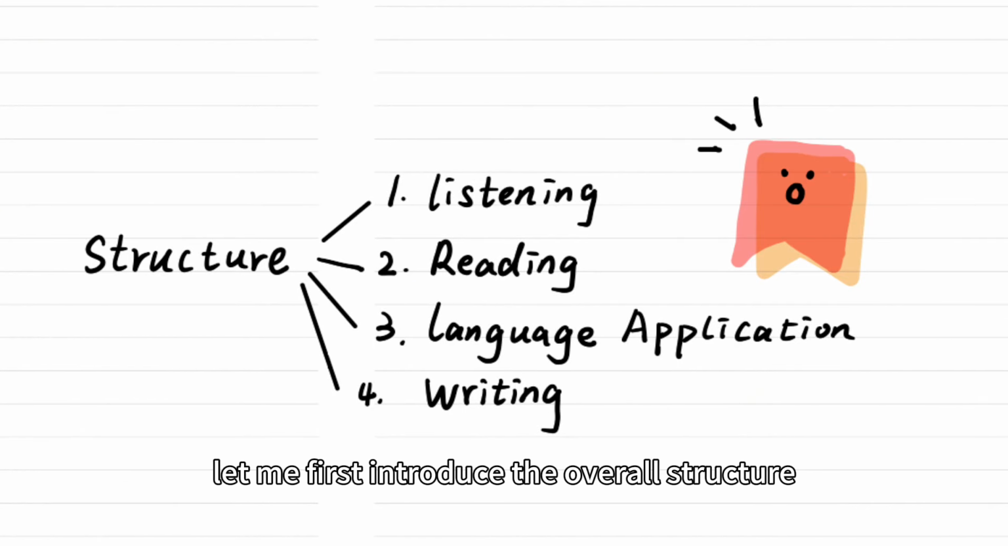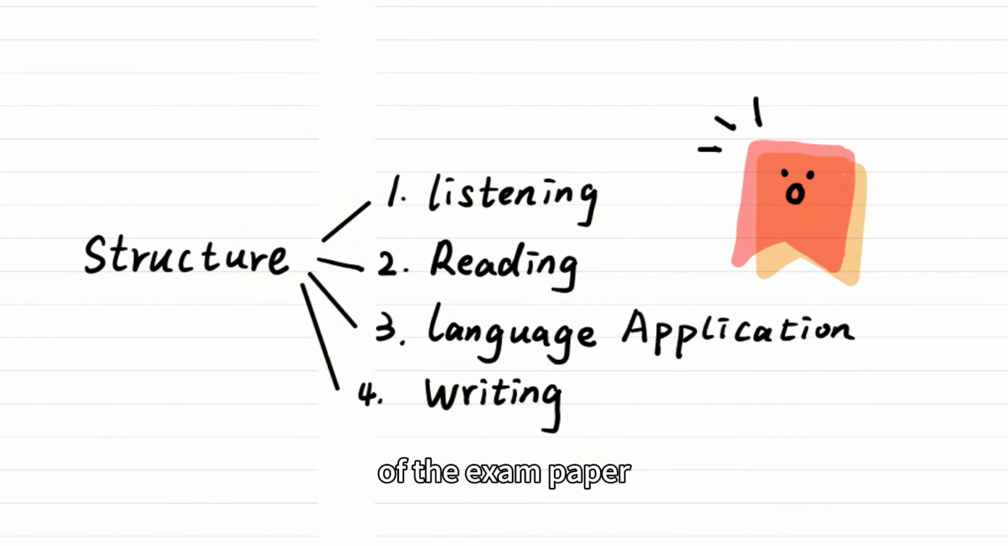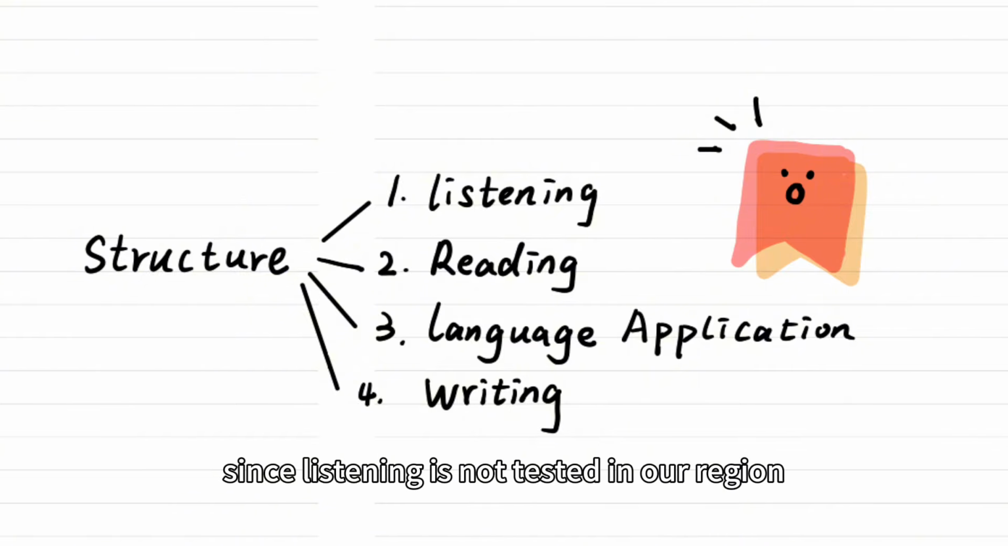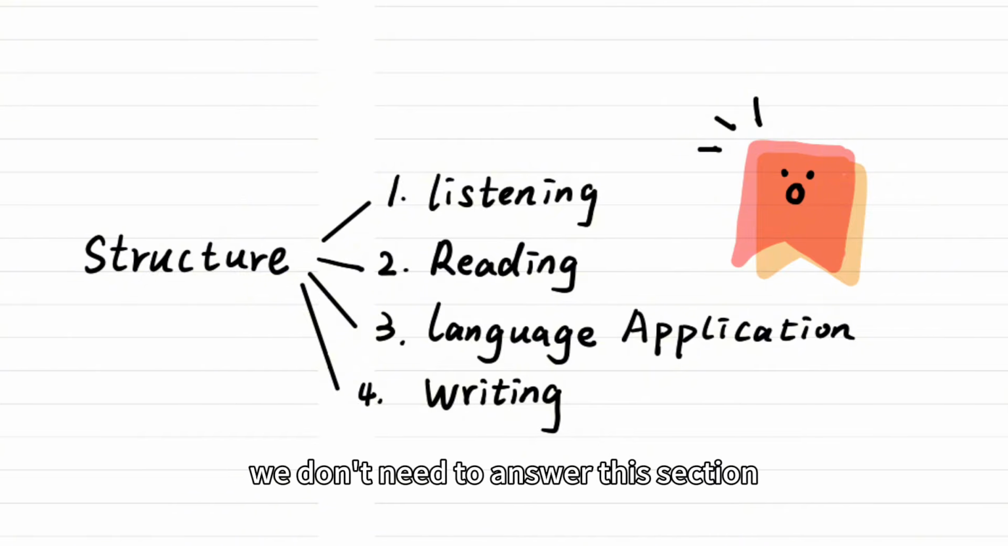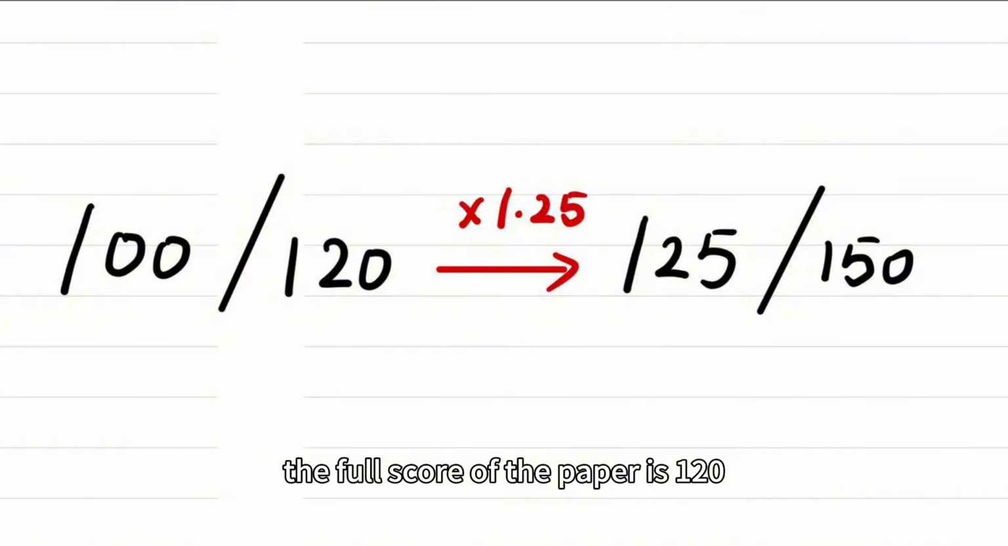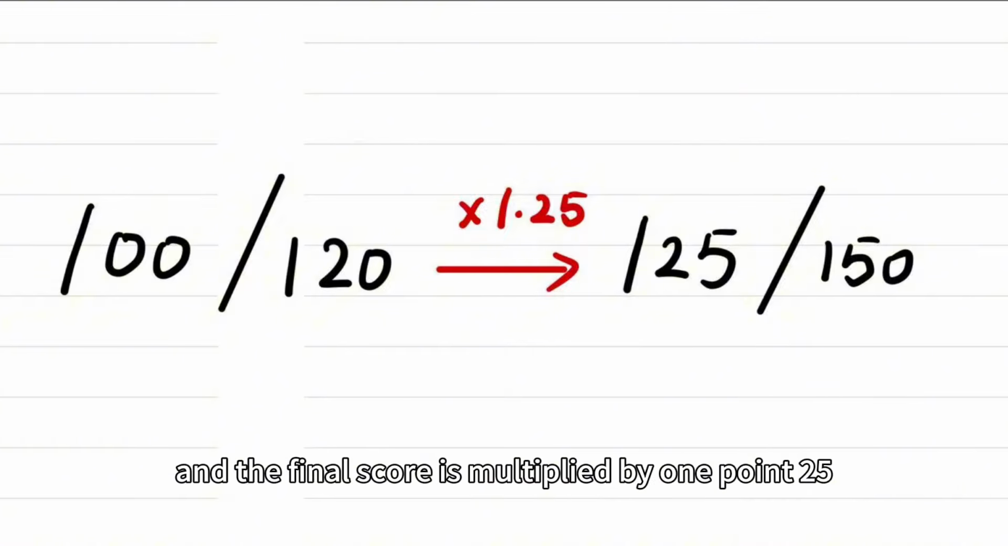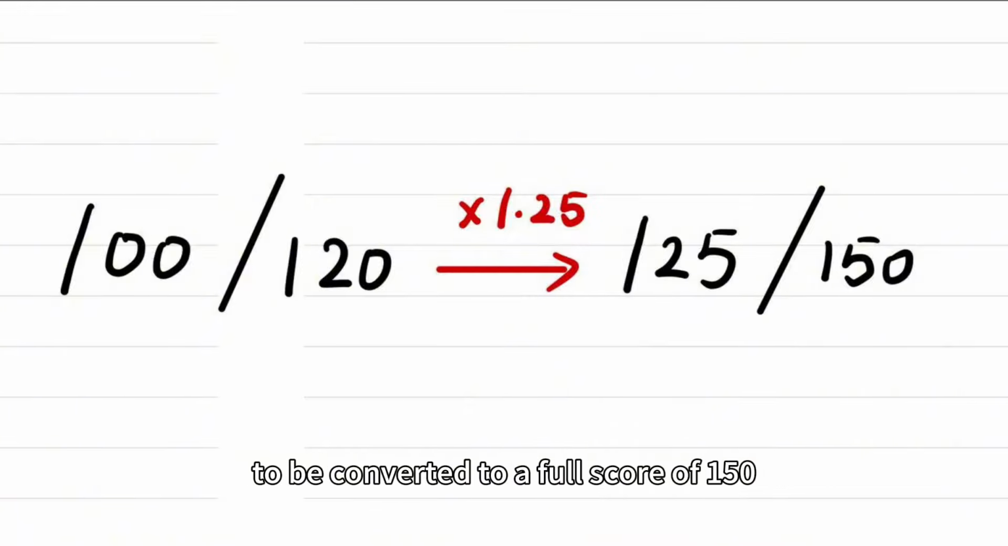Let me first introduce the overall structure of the exam paper. Since listening is not tested in our region, we don't need to answer this section. The full score of the paper is 120, and the final score is multiplied by 1.25 to be converted to a full score of 150. Let's first look at its main sections.